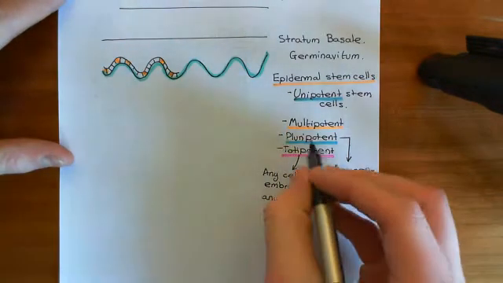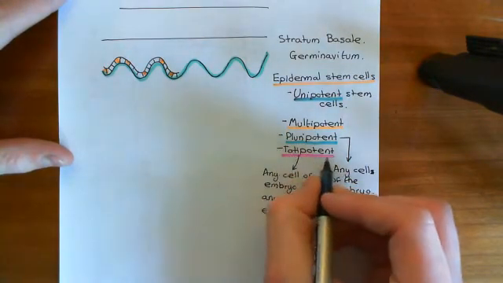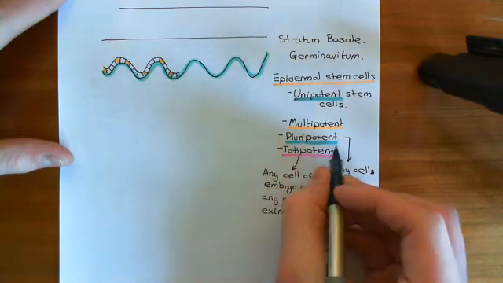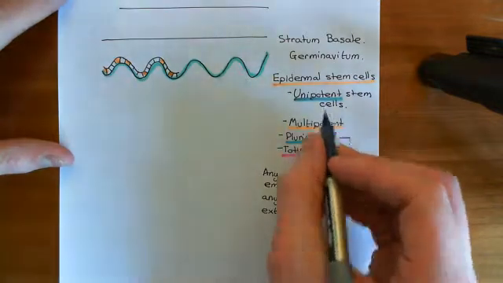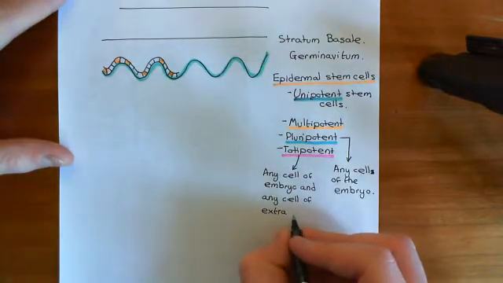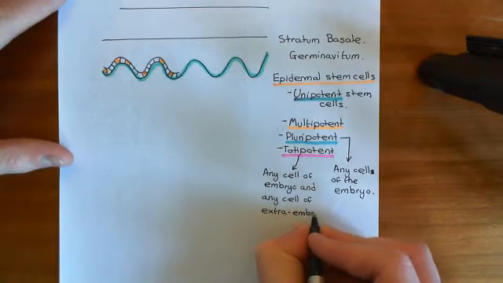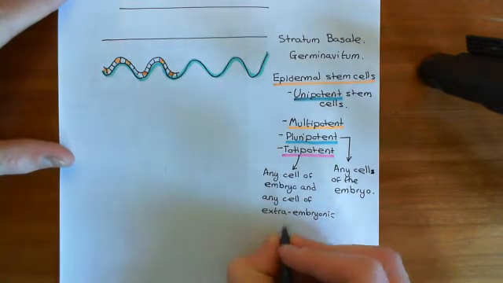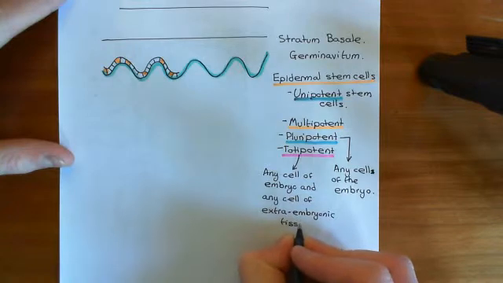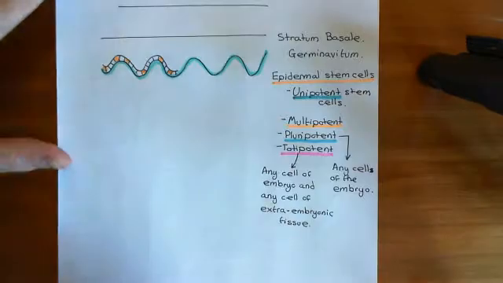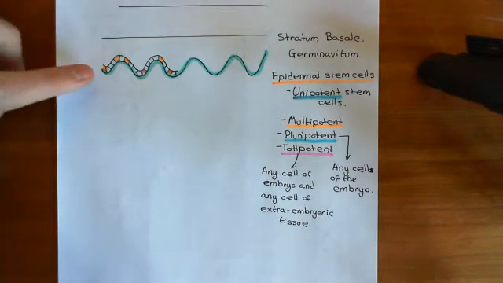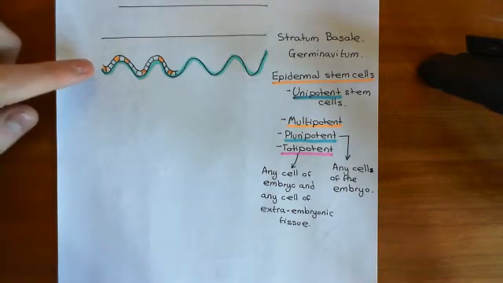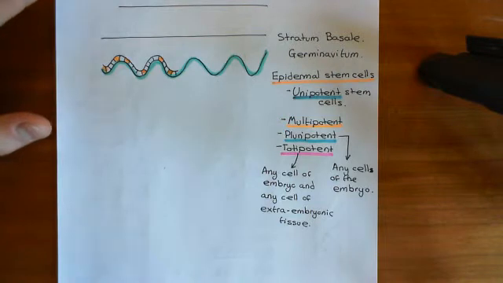As an adult human, we do not have totipotent stem cells. We don't have pluripotent stem cells. At the very best, we have multipotent stem cells. So that's just a little bit of stem cell terminology to get the term unipotent in context. These epidermal stem cells, then, are unipotent stem cells.